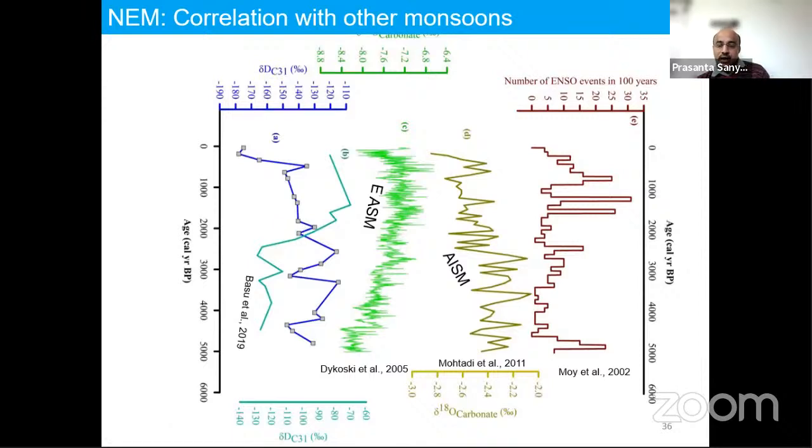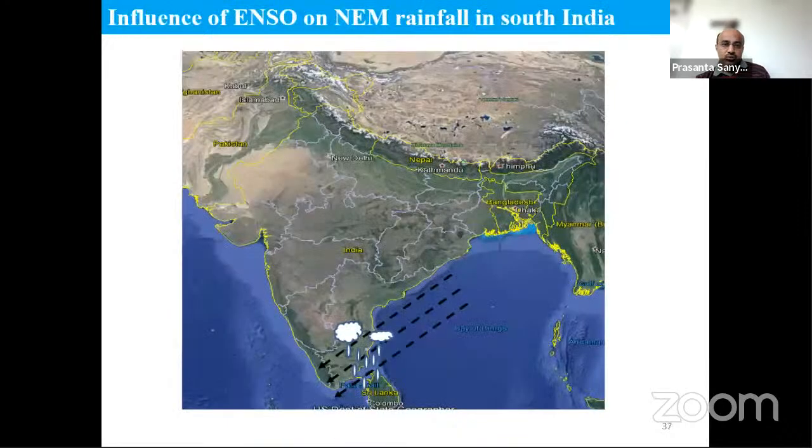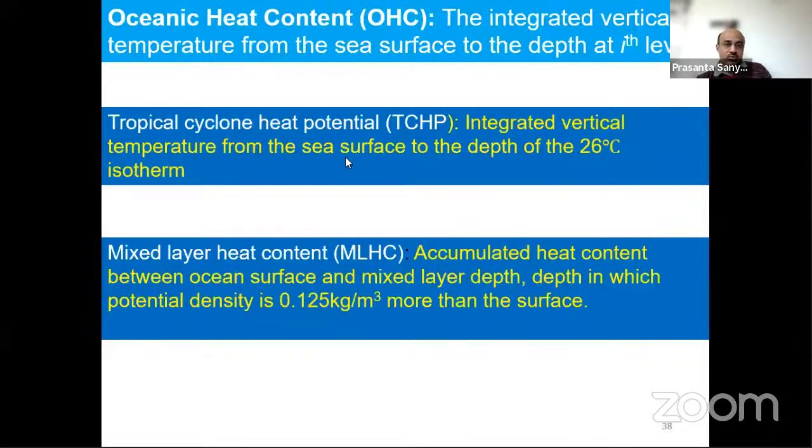Now let us see how ENSO can impact the northeast monsoon or the winter monsoon precipitation. For that, you need to explain how ENSO has impacted the generation of moisture in the Bay of Bengal and how it was transported to the southern part of India.